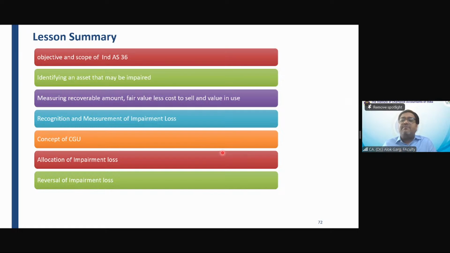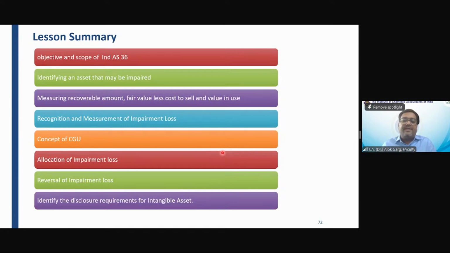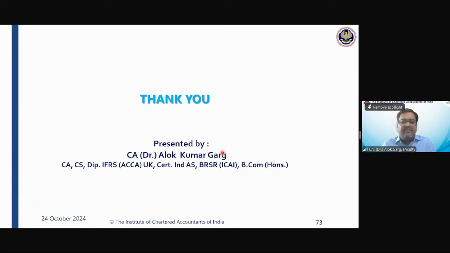Then the reversal of impairment loss: the impairment loss cannot be reversed on goodwill, but on the other assets, the impairment loss can be reversed only to the extent of the revised carrying value, which is the lower of the recoverable value and what would have been the carrying value had the asset never been impaired, right? So friends, then the disclosure part is not relevant for you guys.